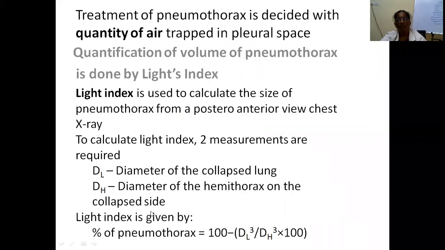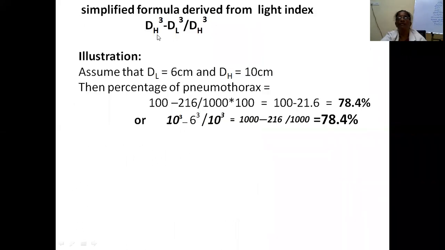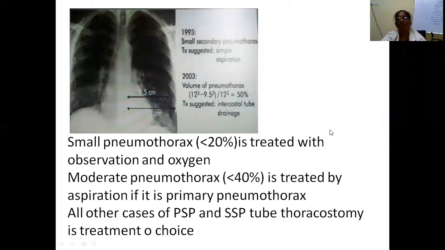So we measure these two diameters, and the percentage of pneumothorax is 100 minus DL cubed by DH cubed into 100. This equation, simplified, is DH cubed minus DL cubed divided by DH cubed, which gives the percentage of pneumothorax. For example, if DL is 6 and DH is 10, the percentage of pneumothorax is 78.4%. In this case, here we can see the calculation.